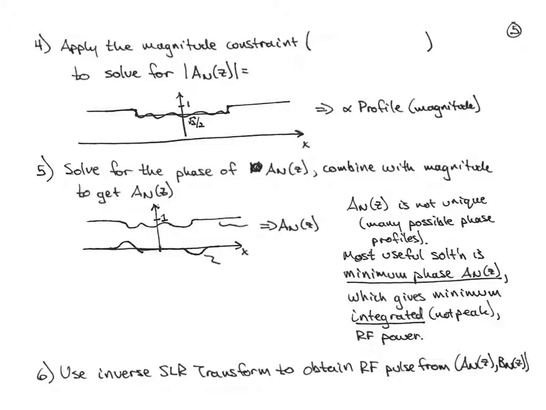Then you apply the magnitude constraint, since we know that a sub n of z squared plus b sub n of z squared equals 1. That means we can use the amplitude of the b profile to calculate the amplitude of the a profile using this relationship. And that gives you 1 minus b sub n of z magnitude squared. So this gives us our a, or alpha, profile in magnitude.